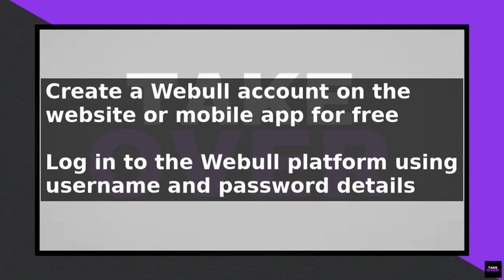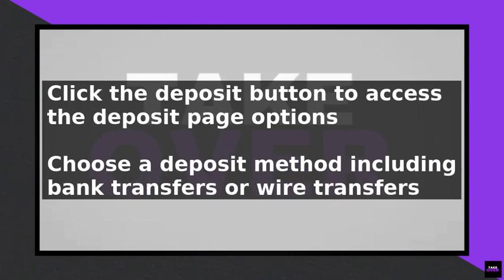First, you need to have a Webull account. If you don't have one, you can sign up for free on the Webull website or mobile app. Once you have an account, log into the Webull platform using your username and password. To deposit funds, click on the deposit button, which is usually located at the top right corner of the screen. This will take you to the deposit page, where you can choose your deposit method.